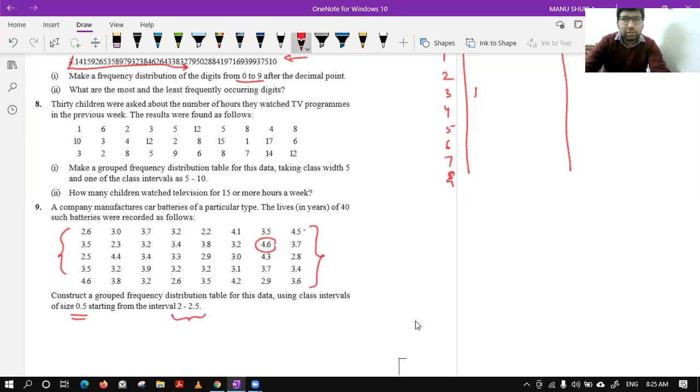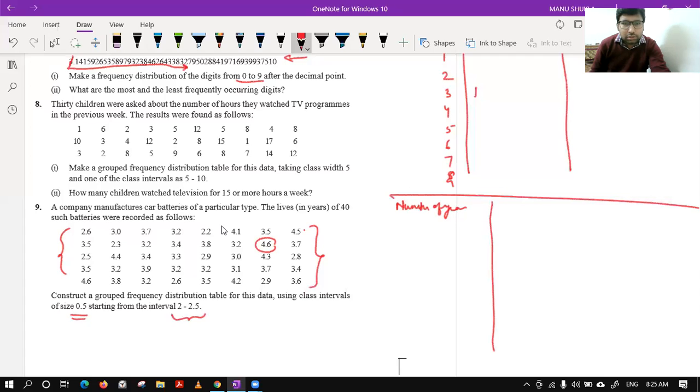So same, you will again construct the table like this. In this, the first heading will be the number of years. The starting they are saying you have to take from 2 to 2.5, then 2.5 to 3.0, 3.0 to 3.5, 3.5 to 4.0, 4.0 to 4.5, then the last 4.5 to 5.0.